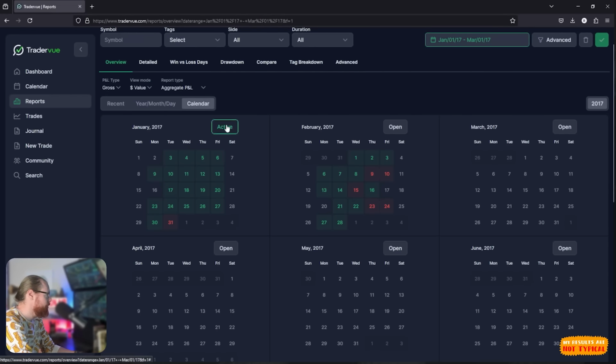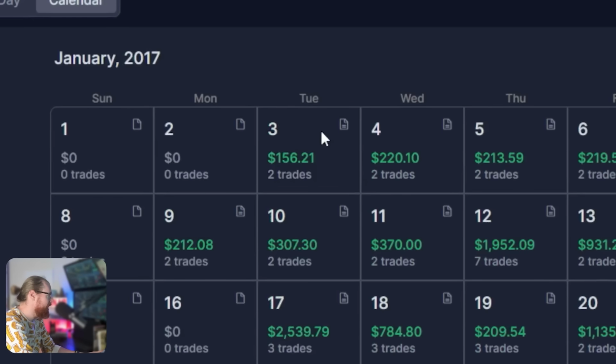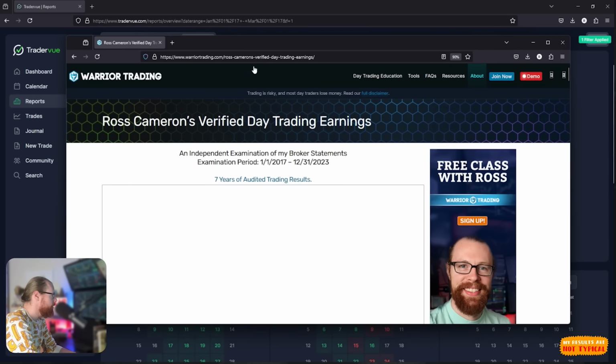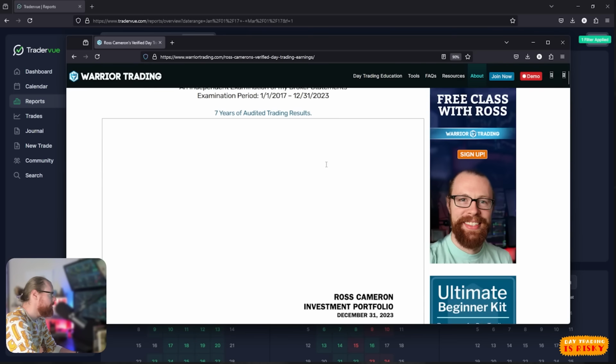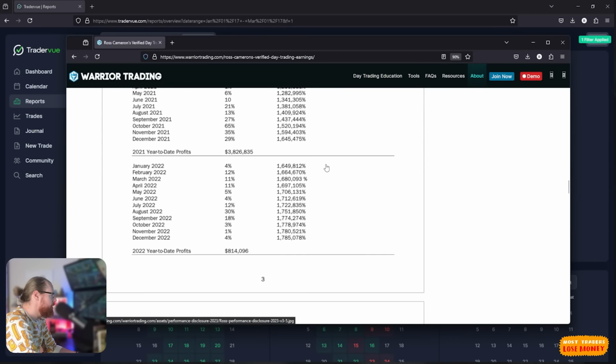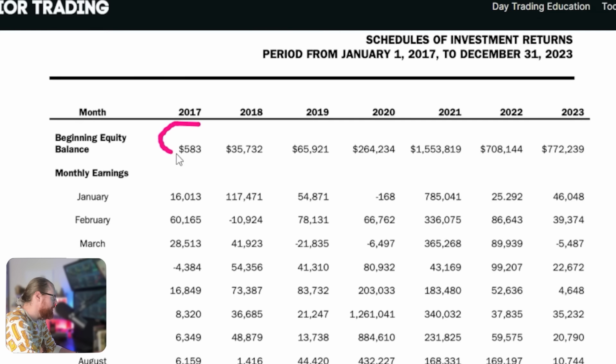We can actually go to the calendar view for January 1st. So I funded the account right here. And on my first day, I actually made $156. So I'm just going to show you this for 1 second. So this is 7 years of audited trading results from January 1st, 2017 through December of 2023. So I get these done at the end of each year. So this just verifies for you that I started with $583 beginning equity balance January 1st.